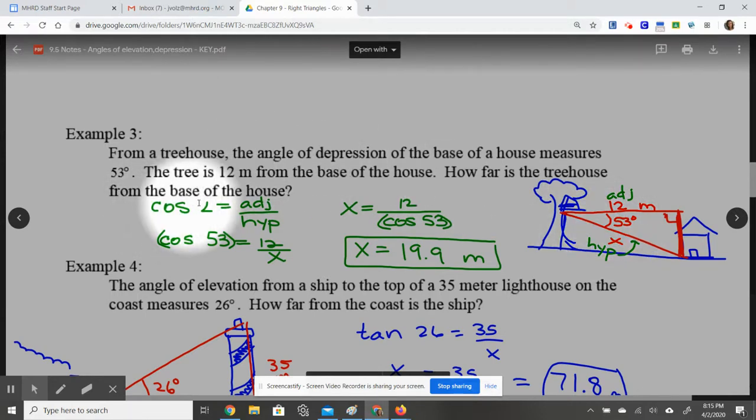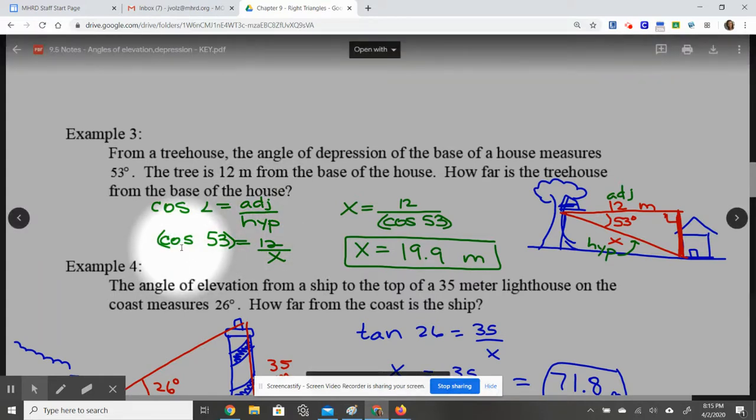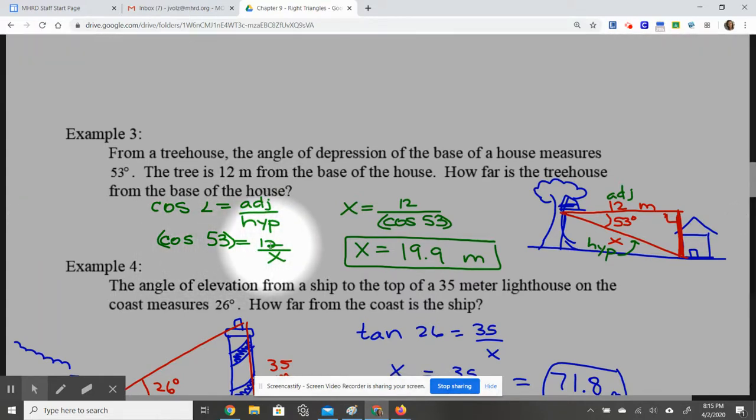So here I write the cosine ratio function equation. Cosine of the angle equals adjacent over hypotenuse. Plug in the angle, plug in the adjacent, plug in the unknown for hypotenuse. Then, in this case, since the x is in the bottom of the fraction, I'm basically going to cross multiply and then divide to get x by itself.